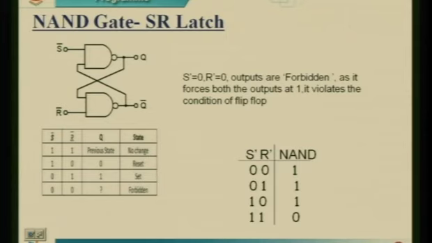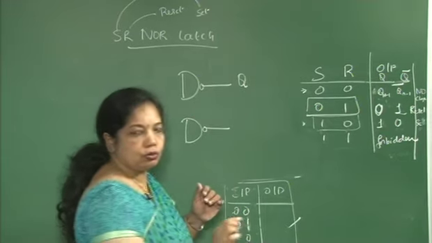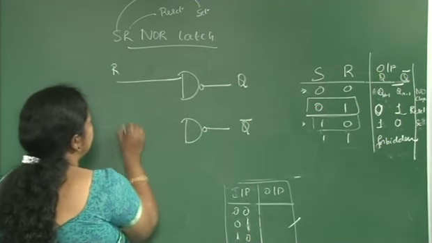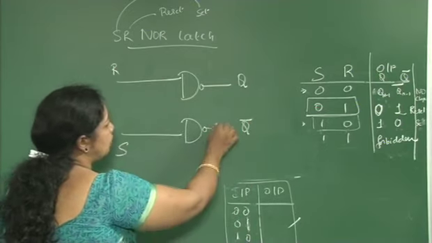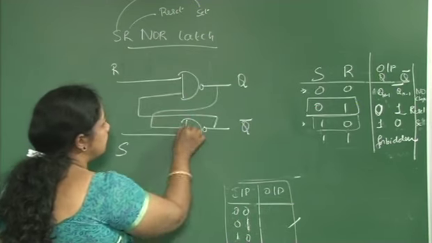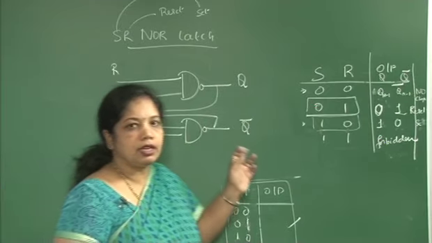Similarly, I can build this SR latch using NAND gates. So we have the upper NAND gate, lower NAND gate, output Q, complement of Q, input R, input S. The output of the second gate is connected to the input of the first gate. This is called a feedback connection.